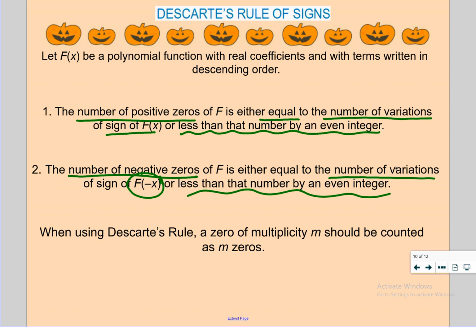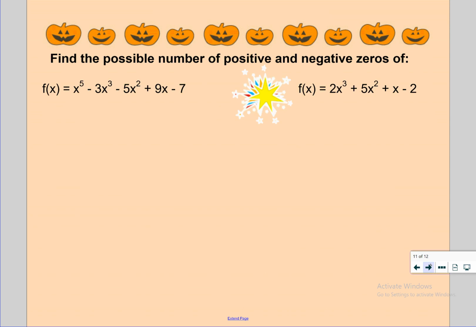All right, so we're going to do the next one together. Write down this function: f of x equals x to the 5th minus 3x to the 3rd minus 5x squared plus 9x minus 7. And the instructions say find the possible number. So we're not actually finding them. We're finding how many of them we have of positive and negative zeros. Okay, so 2 parts to the rule.